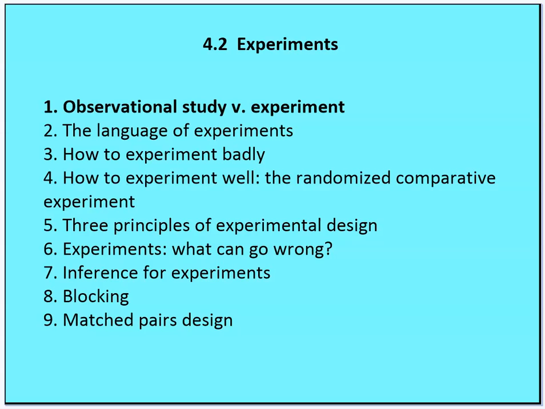So we want to talk about observational study versus experiment, the language of experiments, how to experiment badly, and how to experiment well. We'll talk about the randomized comparative experiment. We'll talk about 3 principles of experimental design. What can go wrong in experiments, inference for experiments, blocking, and matched pairs design.